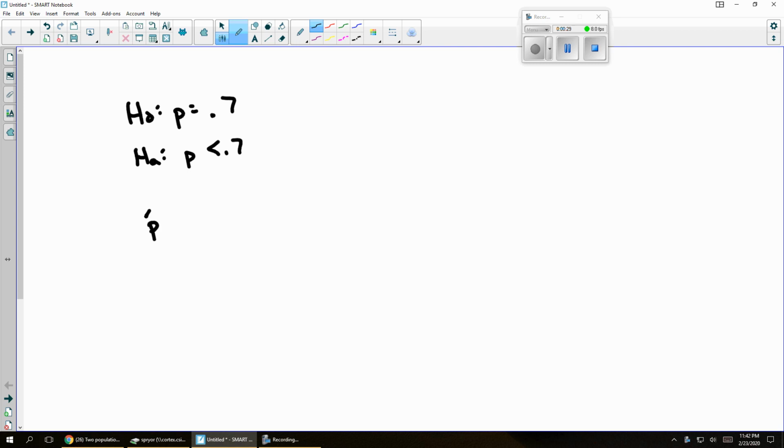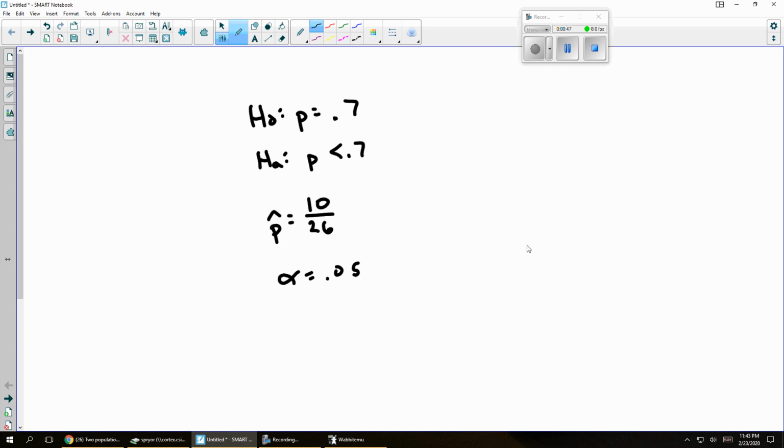And so I took a sample of 26 autistic children and discovered that only 10 of them were right-handed. Do I have evidence at, say, the 5% significance level that autistic children have a lower incidence of right-handedness than the general population? And so I could go through all the conditions and write all that out, and that's important. But for the sake of this, I just want to show you some things on the calculator.